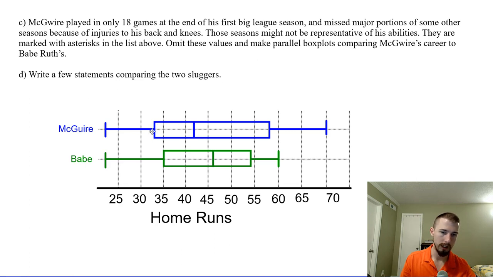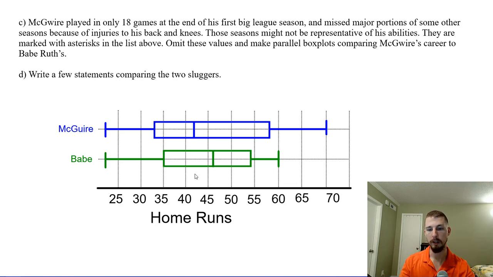So McGwire had a lot that were lower than Babe Ruth's. Another thing you can also say is about the overall spread. So the interquartile ranges are different. McGwire has much more spread in the overall range and interquartile range. His maximum is higher, they have the same minimum, but also the interquartile range, which is more important than range, of course, is going to be a bigger box than the interquartile range for Babe Ruth. So Babe Ruth was more consistent.